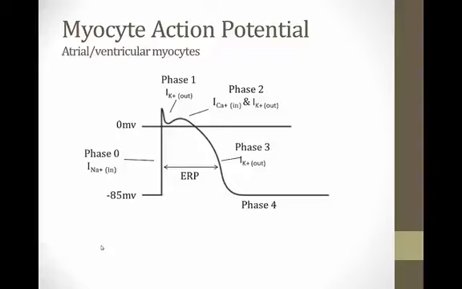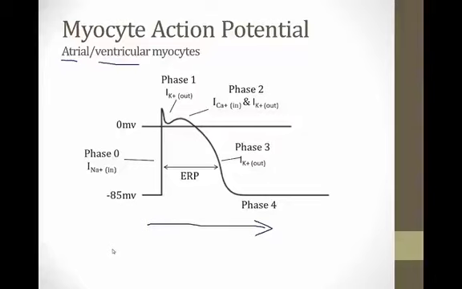So this is a drawing of the action potential in a cardiac atrial or ventricular myocyte. And what this shows is the change in voltage across the membrane of the cell over time. So this is time down here on the x-axis. And it's showing that the voltage starts off at minus 85 millivolts, comes up to be positive, and then comes back down to minus 85 millivolts.